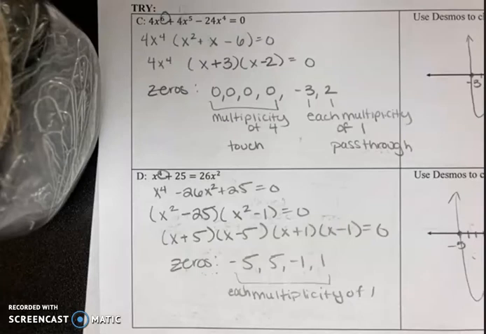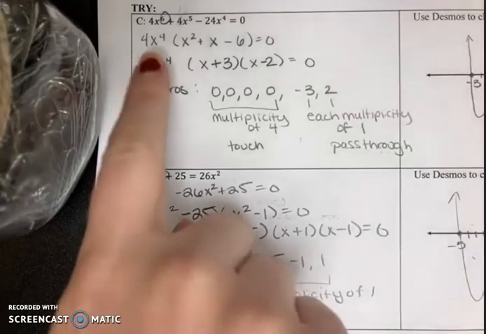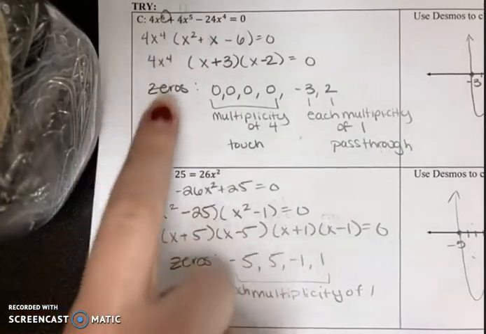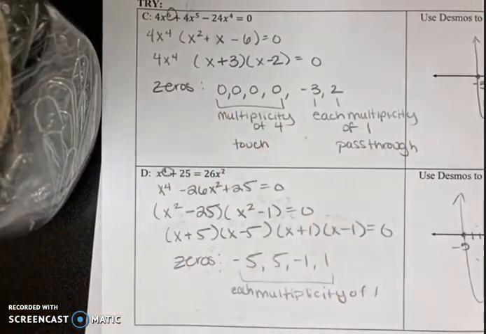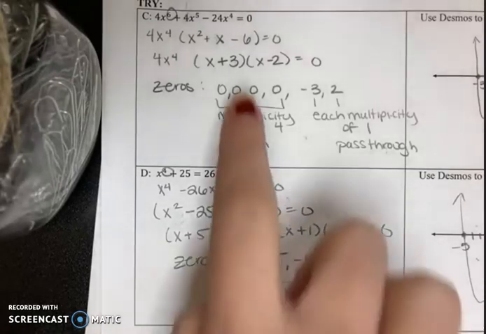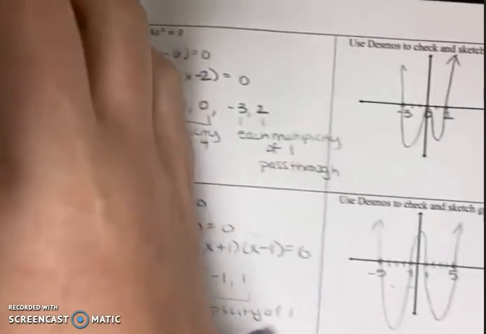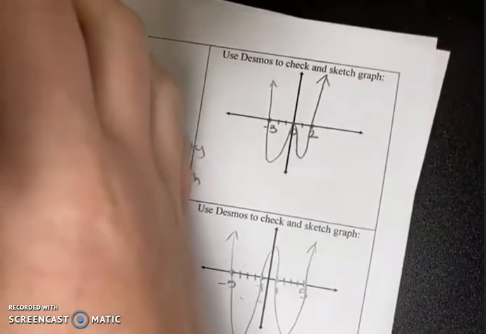Feel free to pause the video now that my solutions are up to check all of your work. For C, you should have pulled out a GCF and just used basic guess and check. Because there is a degree of 6, you should have 6 zeros listed out. 0 is listed 4 times, so it has a multiplicity of 4, meaning it's going to touch the x-axis. Negative 3 and positive 2 I got by setting the binomials equal to 0, meaning they're going to pass through the graph, which I see here.